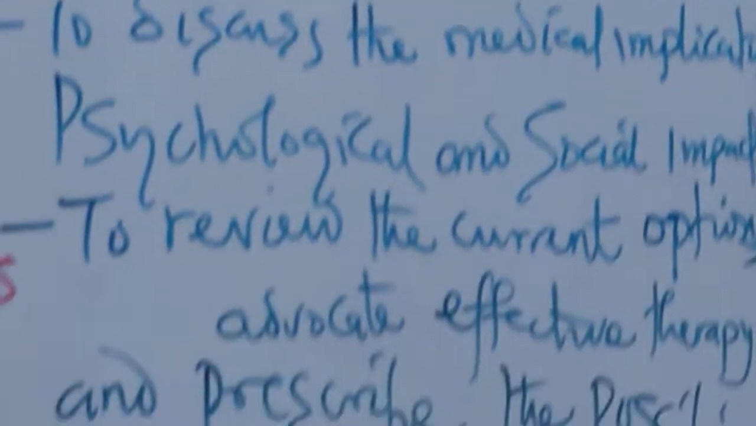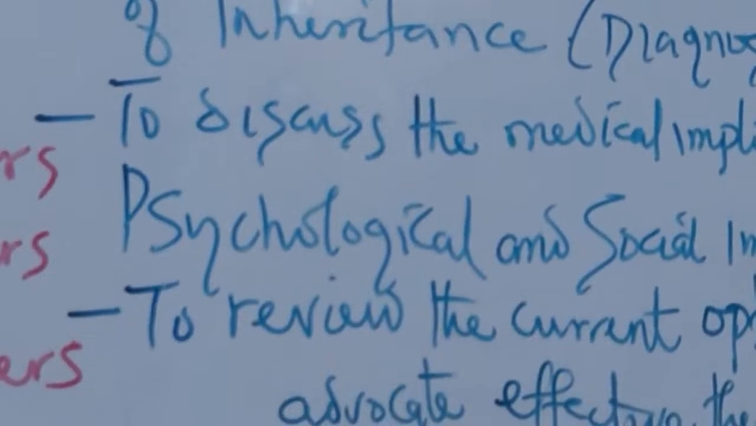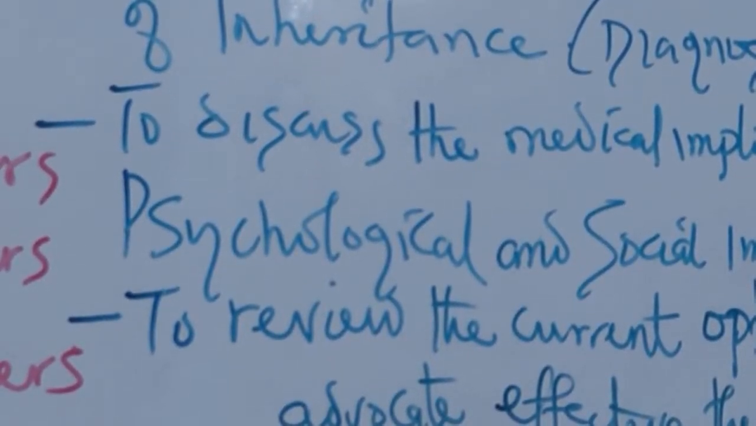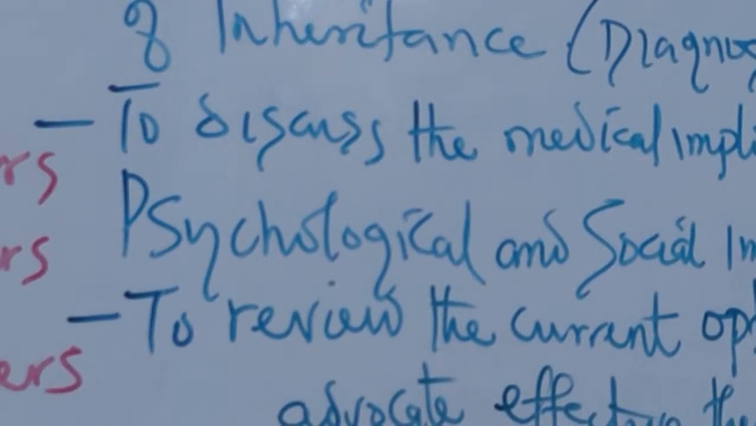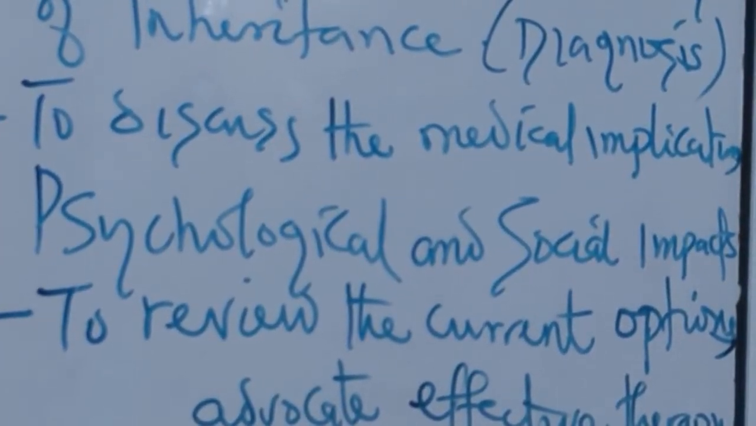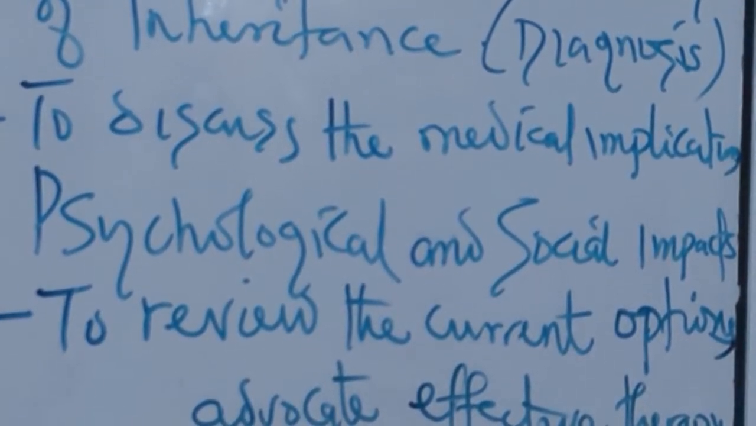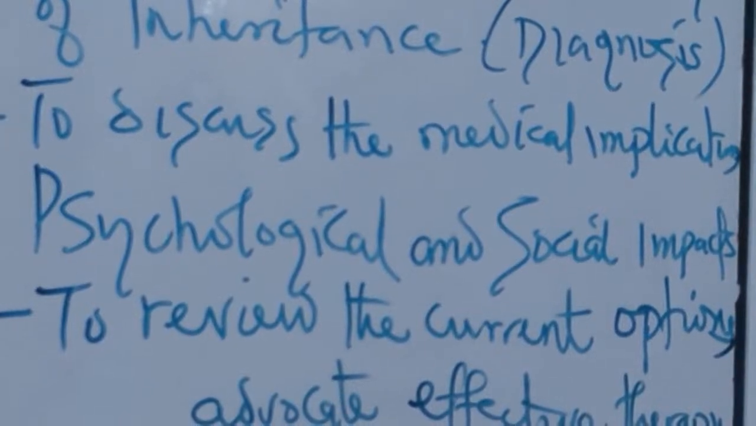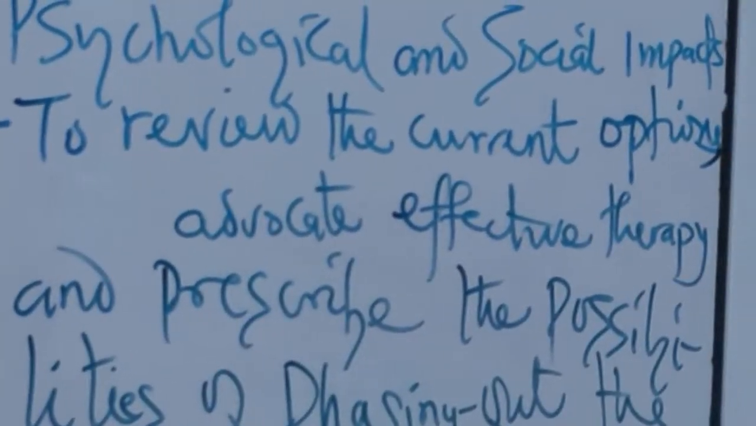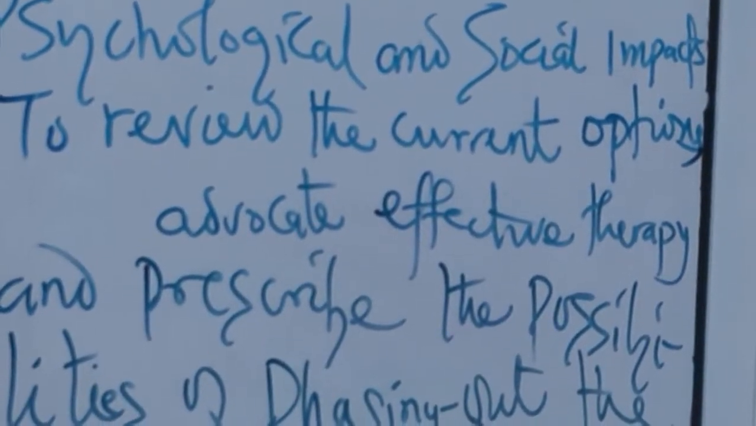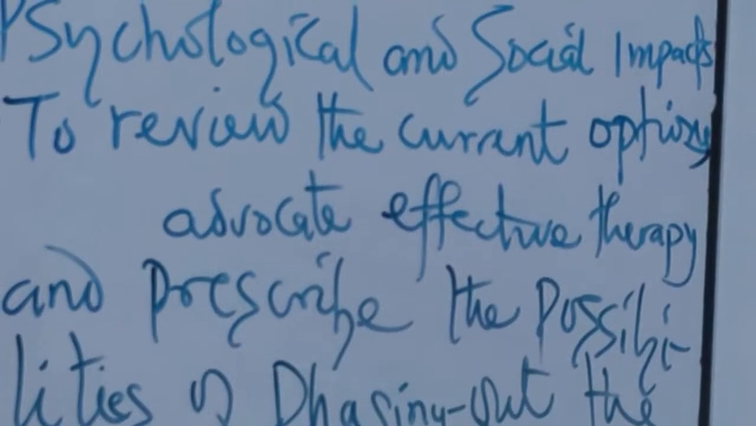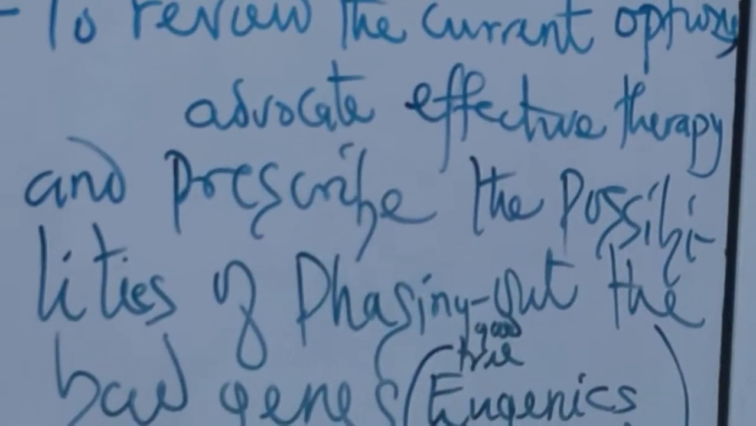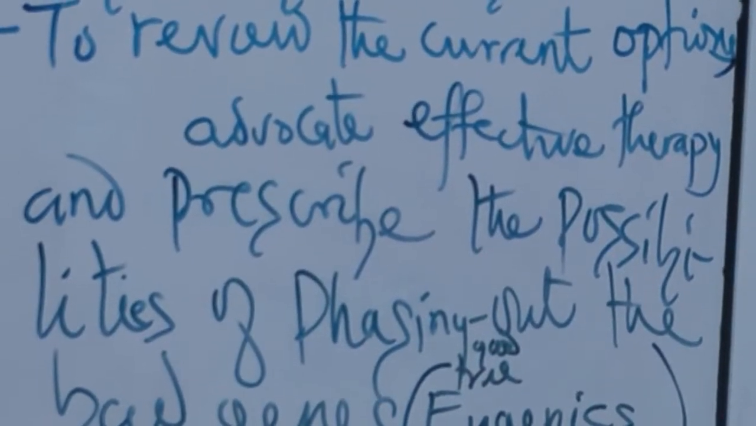The third one is that we want to be able to discuss the genetic implication as well as the sociological implication and social impact of this genetic disorder. We want to know that. Then the last one is that we want to review what the current options are that are available to us. We want to review those current options, look at the current trends, and look at the events that are actually surrounding or affecting the issue of genetic disorder.